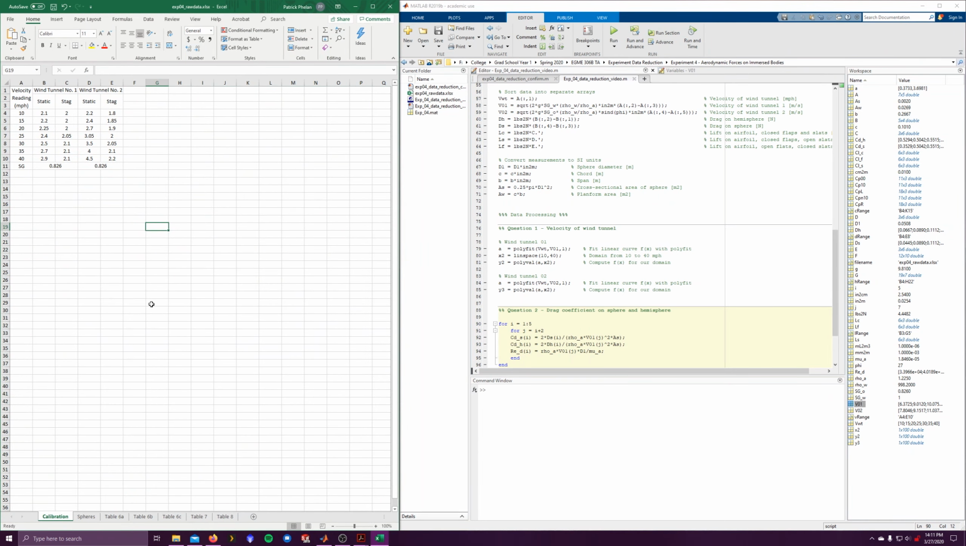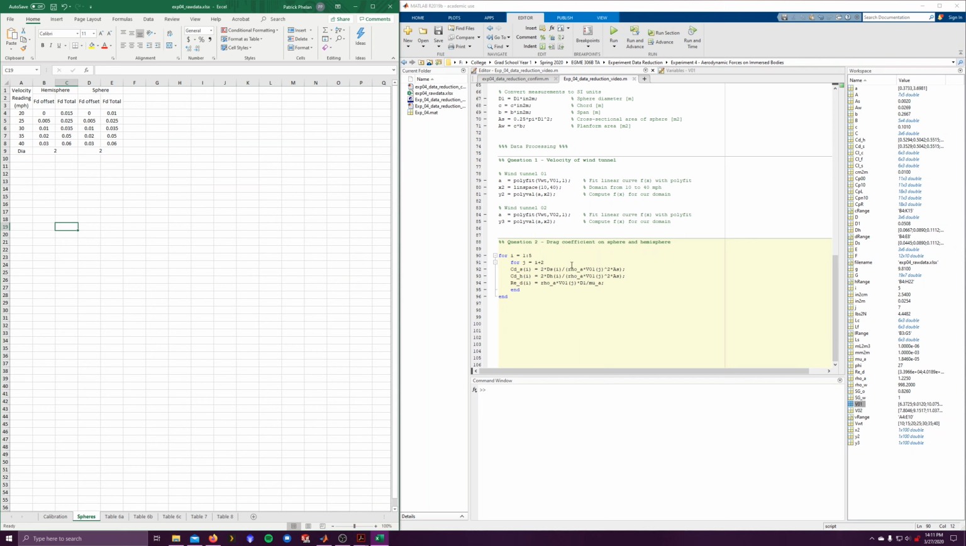Okay, so for our for loops here, I have for i equals 1 to 5, and for j equals 1 to 2. So we have 5 readings here for the 5 velocities that we have, and we're going from 20 miles per hour to 40 miles per hour.